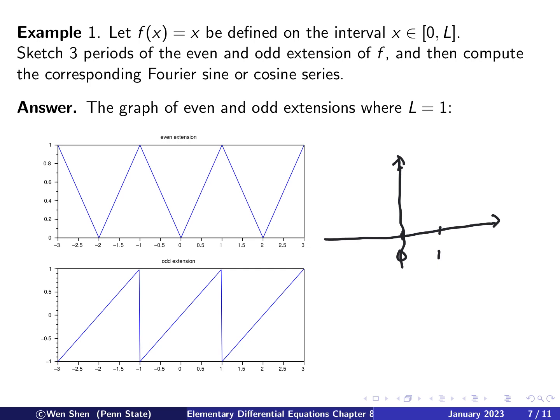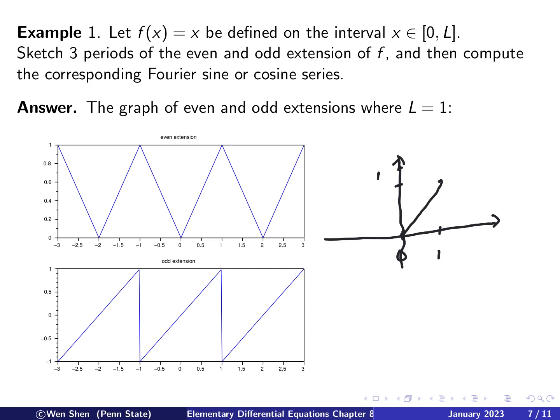Okay, y-axis, and let's say this is 1. On the interval from 0 to 1, f(x) equals x, so it's a straight line with slope 1. It goes up like that. Okay, now the first step is to make it into an even function.